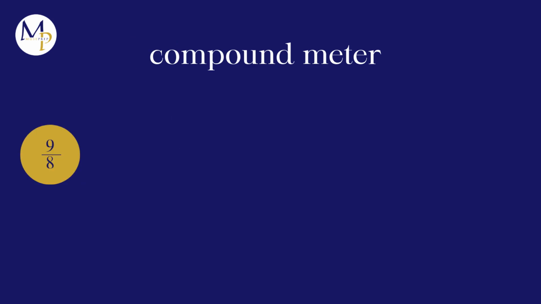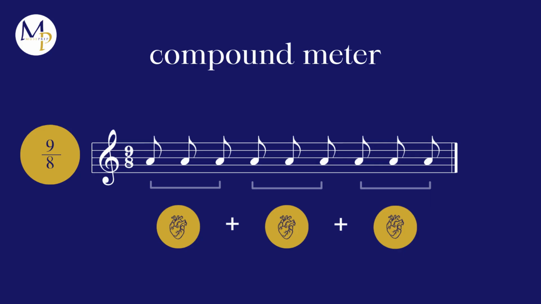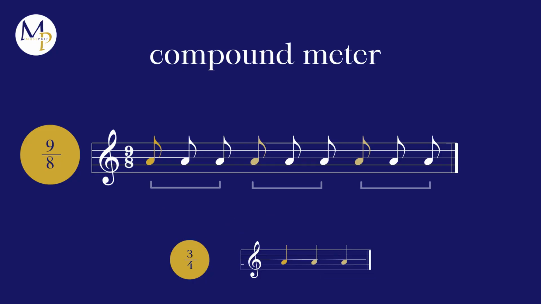In 9/8 time, there are nine eighth notes in each measure, grouped into three beats. The first beat is strong, followed by two weaker beats. Each beat again divides into three, so this is called compound triple meter. It feels similar to 3/4 time, but with a triplet-like subdivision throughout.